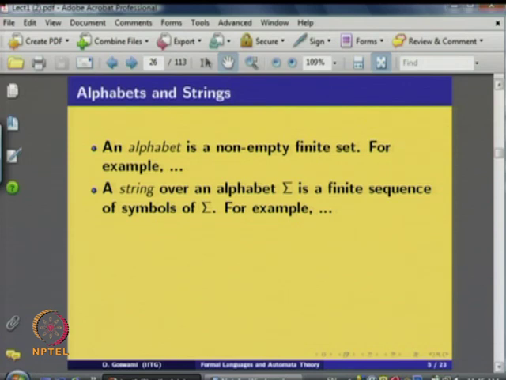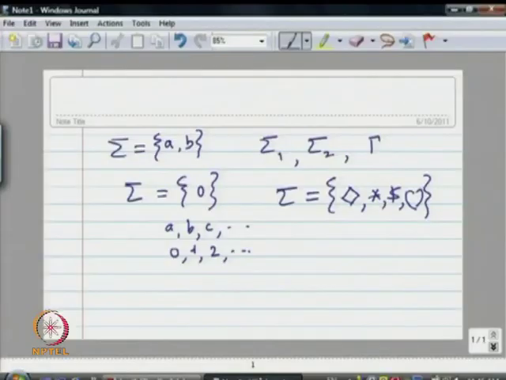Now we define a string. A string over an alphabet sigma is a finite sequence of symbols of sigma. For example, just consider sigma to be the set containing the letters A and B. Now we can define some strings which is a finite sequence of symbols from this set. For example, say A B is a string over this alphabet. Similarly, A B B is also a string containing three symbols from this alphabet. Then A B A B is also a string from this alphabet containing four symbols.